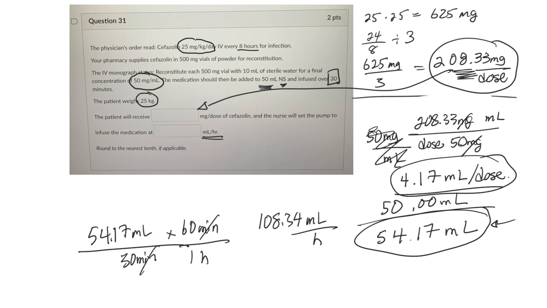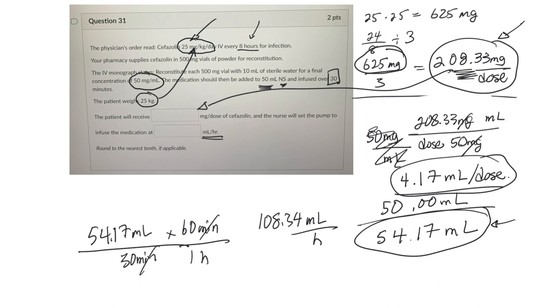Let me just review. Okay, they have to get that much medicine. They weigh 25, so you times that. That gets you how many milligrams of medicine they need every day. You're doing this infusion 3 times a day, so divide that by 3. And so every dose of the medicine needs 208.33 milligrams.